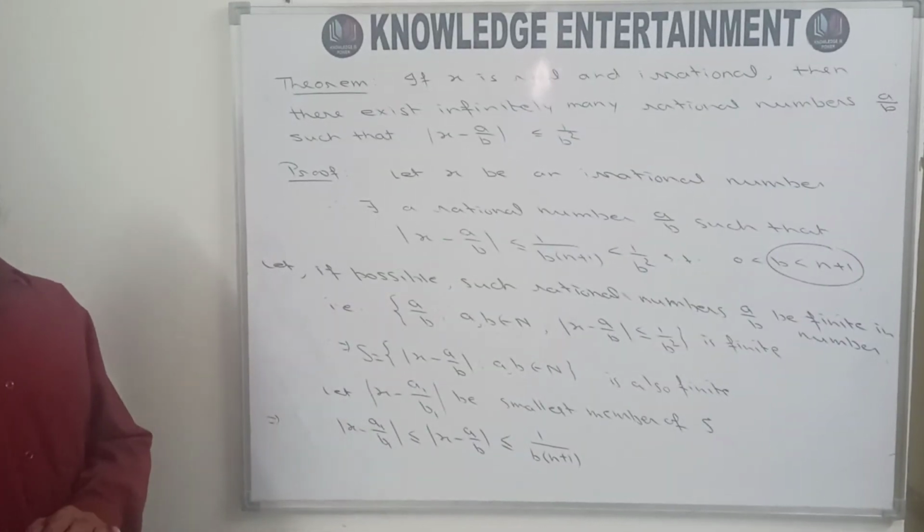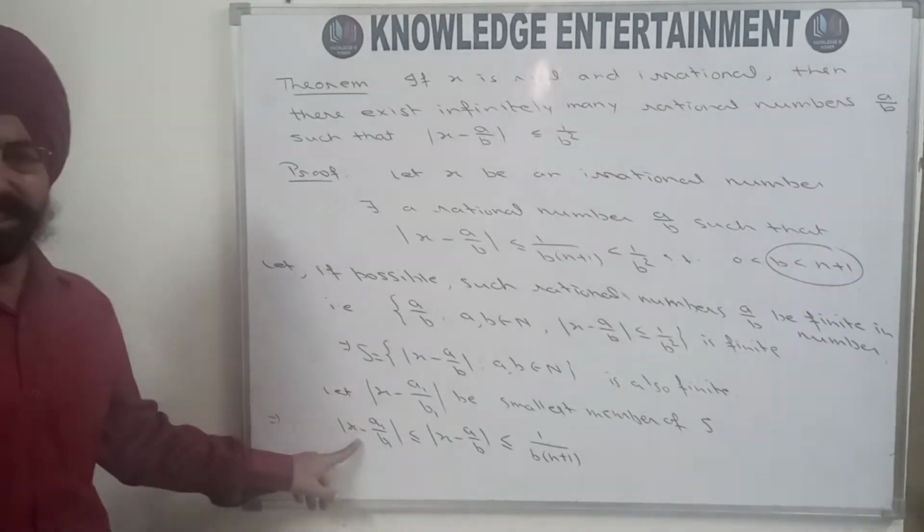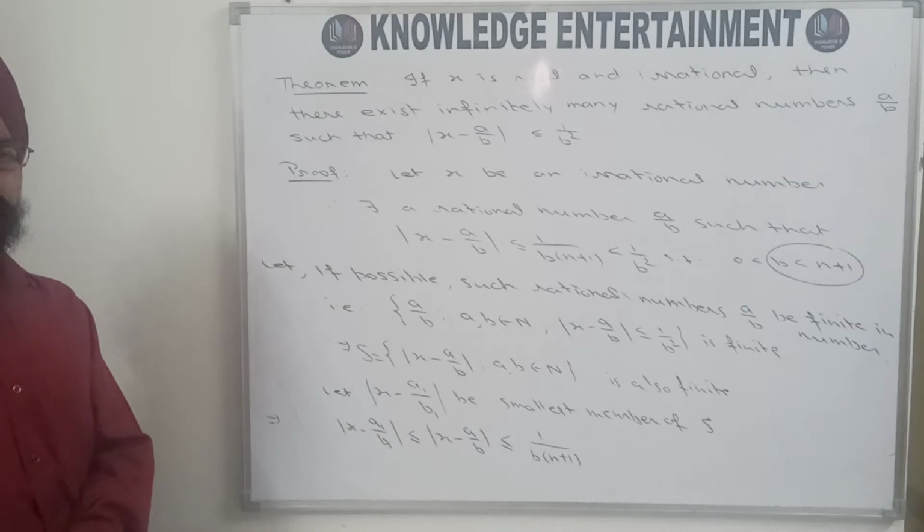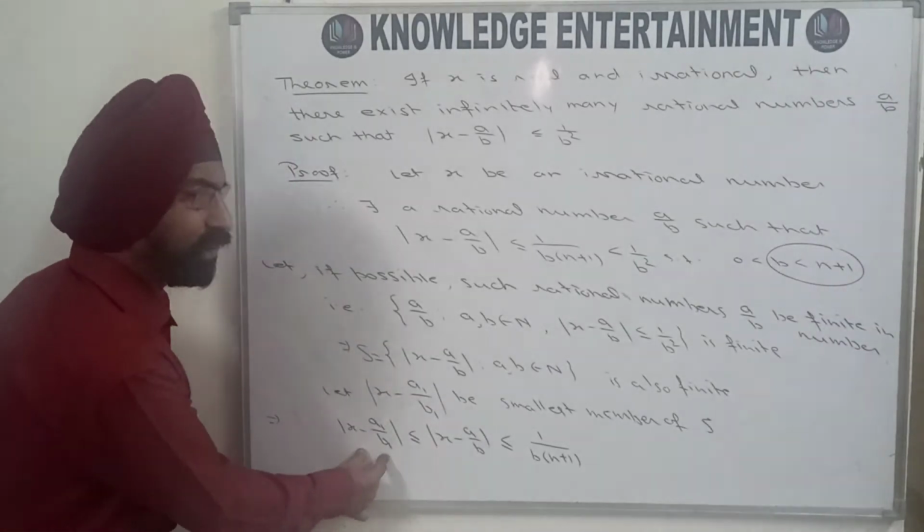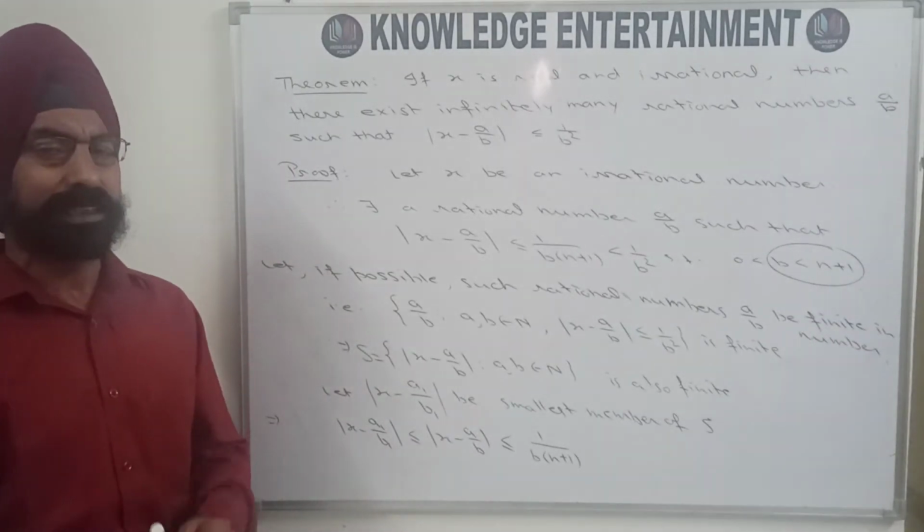On the other hand, this x is irrational, this a1 upon b1 is rational. The difference of a rational and an irrational number cannot be 0.